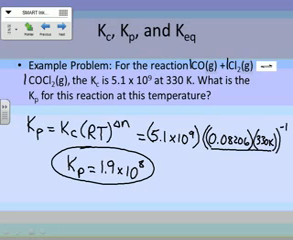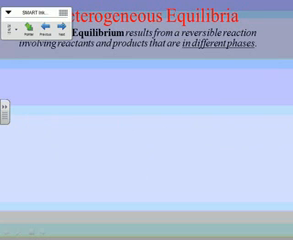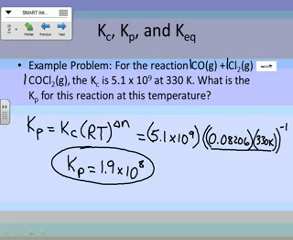So they're decently closely related, but they're not going to be exactly the same, Kc and the Kp. It just depends on whether you're writing your equilibrium expression with respect to pressure or with respect to concentration.